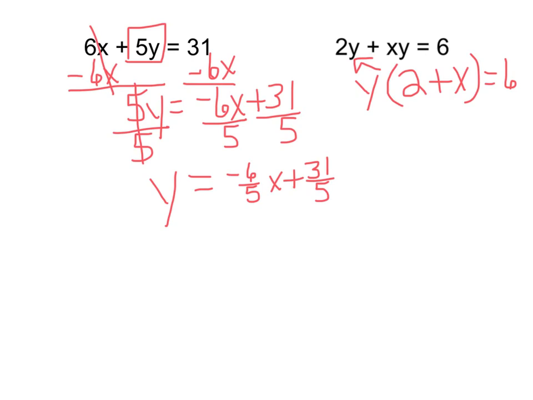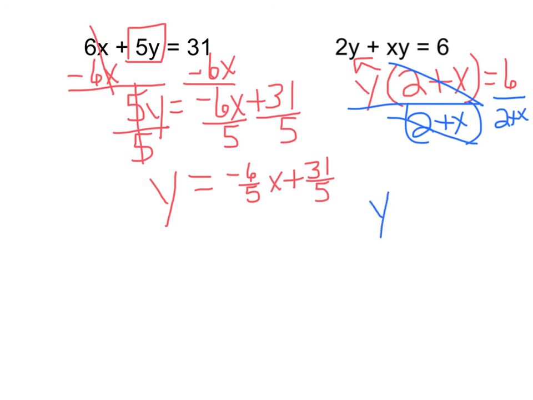Y is being multiplied by the quantity of 2 plus x, so now we are going to divide by the quantity of 2 plus x. That will cancel out. We must also do that to the right side. So now we are left with y equals 6 over 2 plus x. So when the variable is in more than one term, you have to pull it out, you have to factor it out, and then whatever is left, you must divide by it.